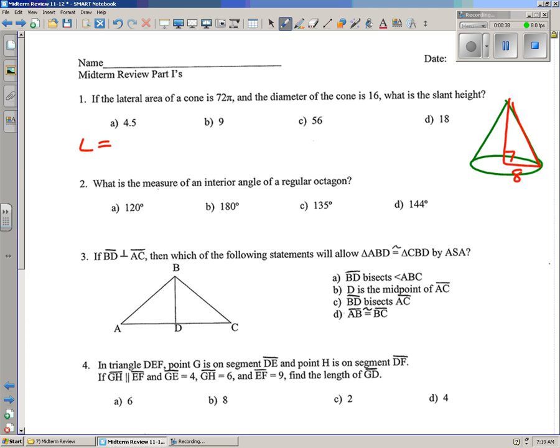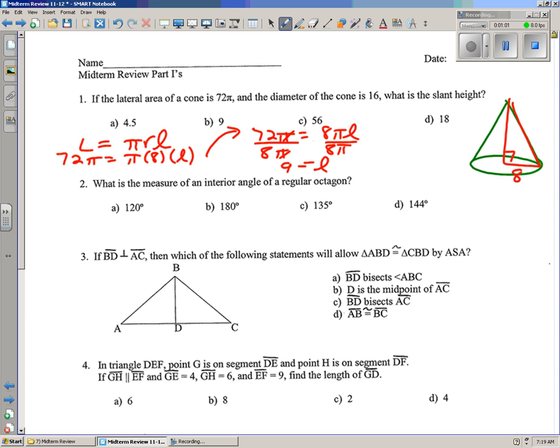And it happens to be big L, which is lateral area, is pi r script L. And lateral area is 72 pi. That's pi times the radius, which is 8, times the slant height. So this formula becomes 72 pi equals 8 pi L, divided by 8 pi. The pi's cancel, and you get the slant height is 9. And that's your answer. So you don't even need the picture because the lateral area formula for a cone has the slant height in it.